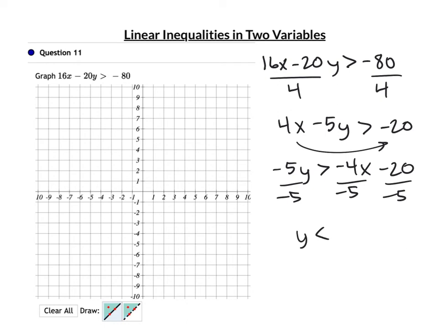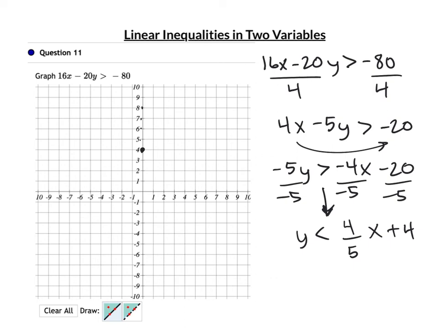And notice that in 4/5 there's two negatives. Negative 4 divided by negative 5. So it's going to become a positive 4/5. And negative 20 divided by negative 5 is a positive 4. Again, I flipped the sign because I divided by a negative. So the intercept is positive 4, and then the slope is up 4 over 5.